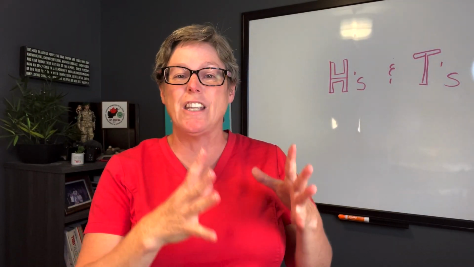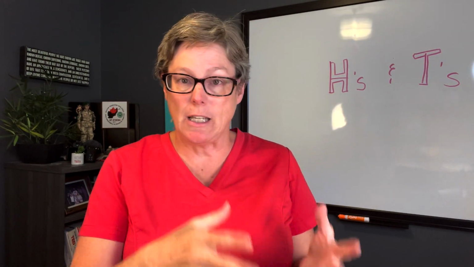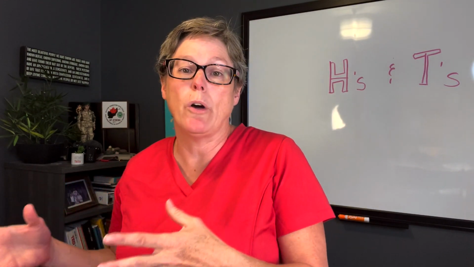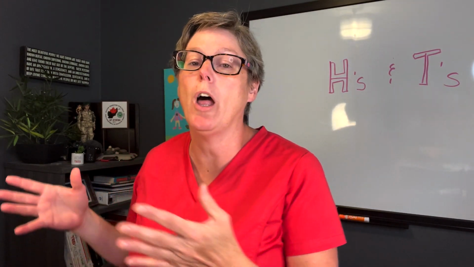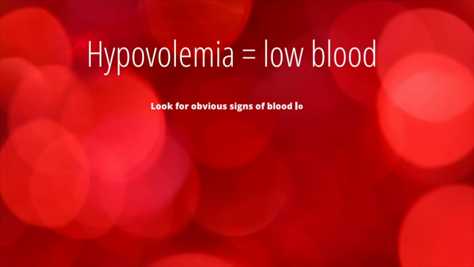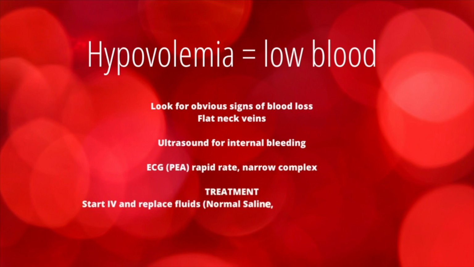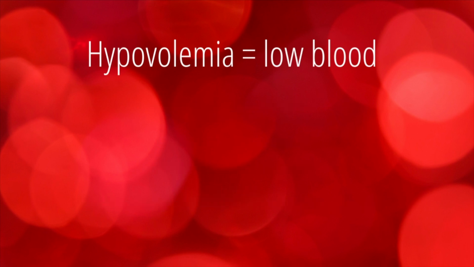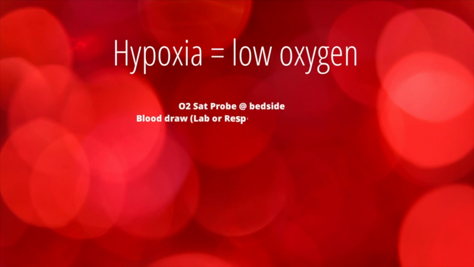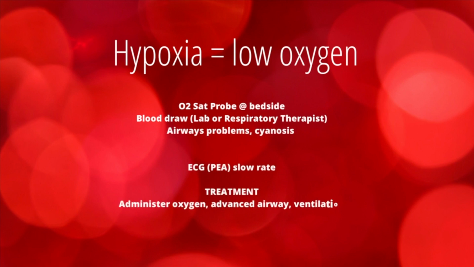All right, so now that we know what the H's are, we need to understand how we evaluate for them. If we have an assessment, we can evaluate to rule in or rule out if this is the cause, and then that information will help us determine the interventions that this patient needs. In the case of hypovolemia, you're going to be looking for obvious signs of blood loss. You may need an ultrasound to check for internal bleeding, but the treatment is going to be to start an IV and replace those fluids. When it comes to hypoxia, you can put on your O2 sat probe right at the bedside, and of course a blood draw will be done as well. Your treatment will be to administer oxygen and put in an advanced airway.